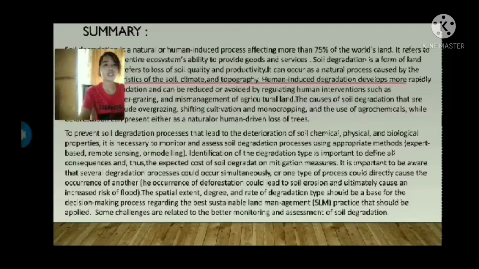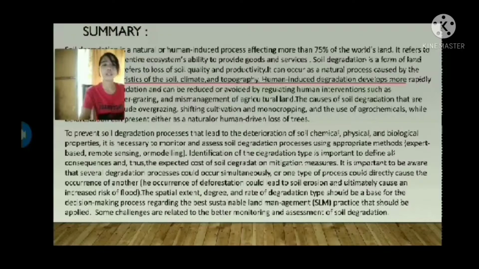Identification of the degradation type is important to define all consequences and thus the expected cost of soil degradation mitigation measures. It is important to be aware that several degradation processes could occur simultaneously, or one type of process could directly cause the occurrence of another. The occurrence of deforestation could lead to soil erosion and ultimately cause an increased risk of flood.